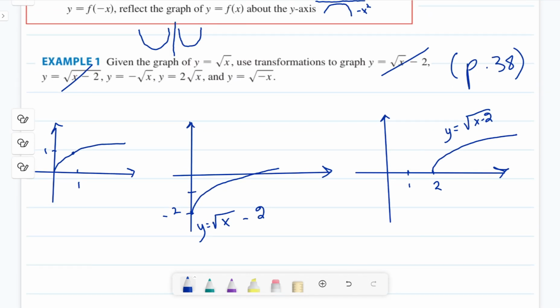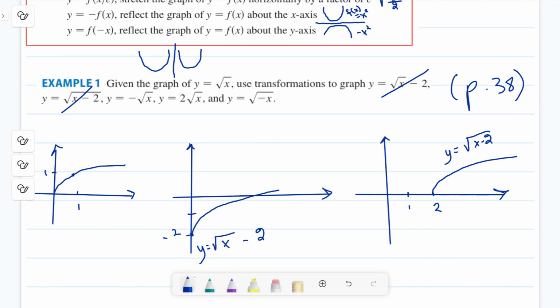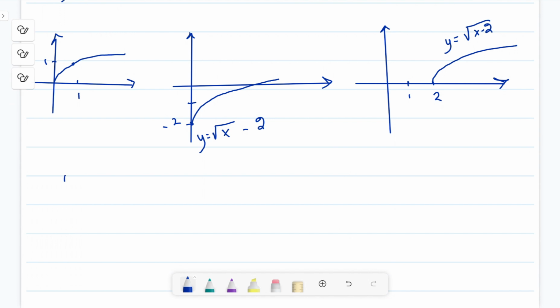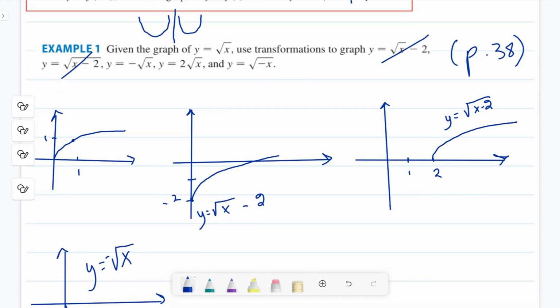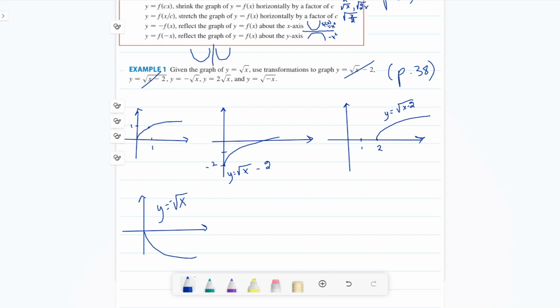Let's look at y equals negative square root of x. What did we say about putting a negative? Let's look here. Negative reflects the graph of y equals f of x about the x-axis. So if this above right here is the graph of f of x, the reflection about the x-axis would be the following. So this is y equals negative square root of x. So we finished this one.